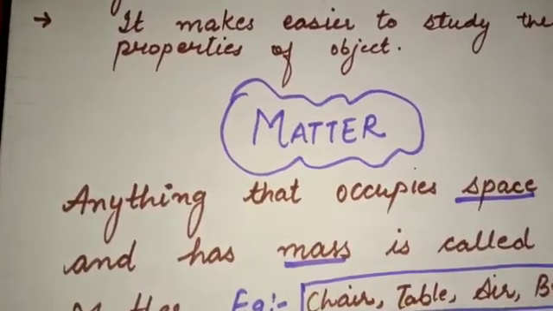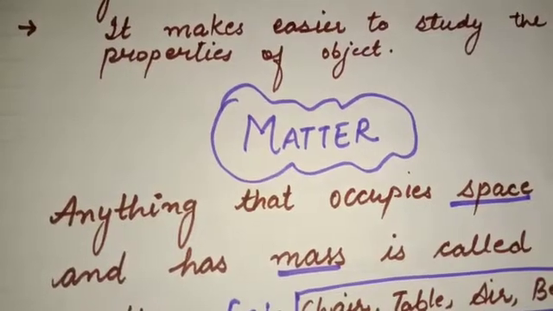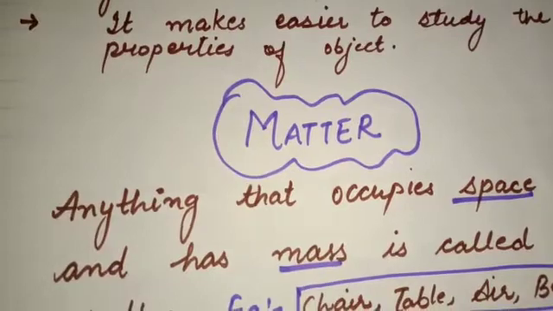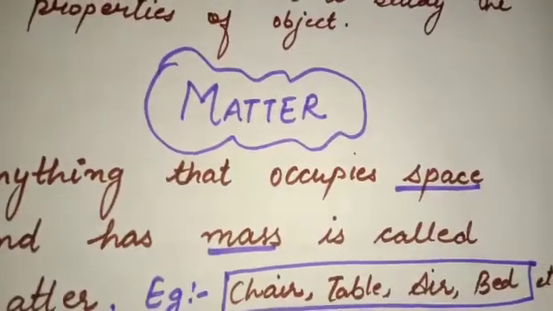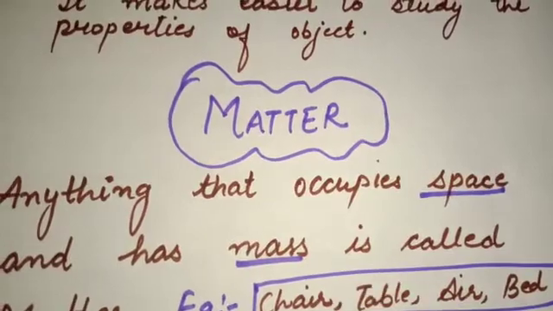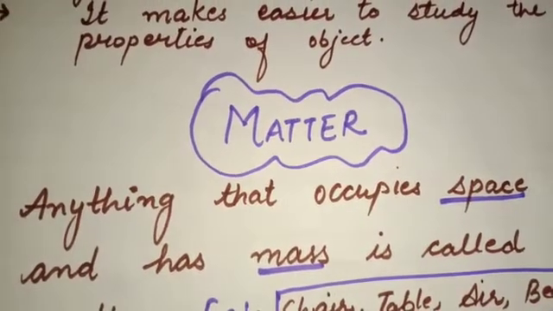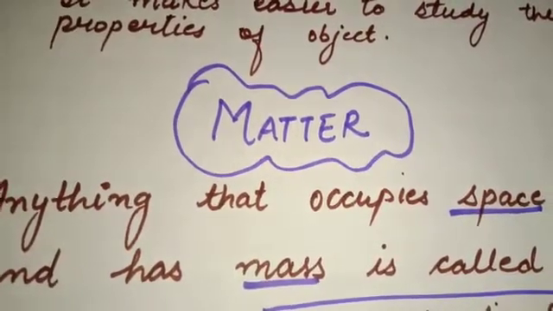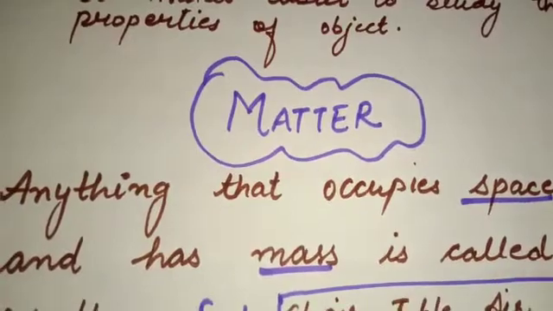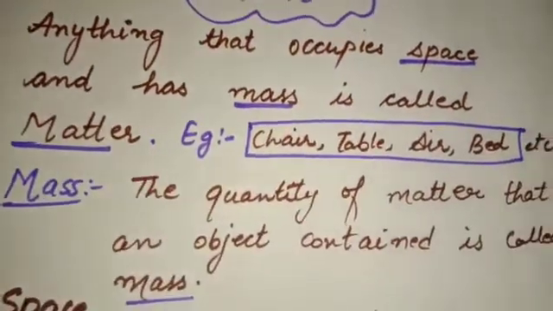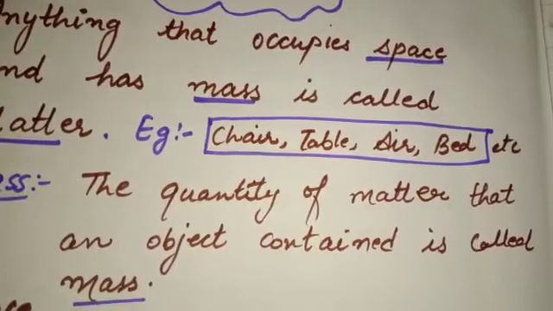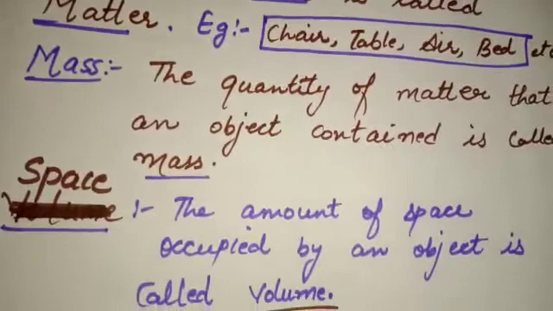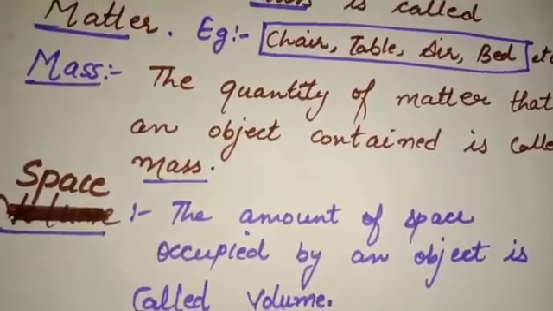For example, our mobile phones. It has some mass and it occupies space, so it is an example of matter. More examples: chair, table, air, bed, everything around us is an example of matter. In the definition of matter, we stressed two words, that is space and mass. What is mass? The quantity of matter that an object contains is called mass. What is space? The amount of space occupied by an object is called volume.